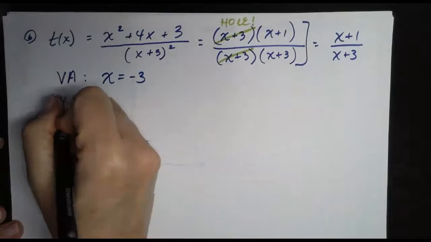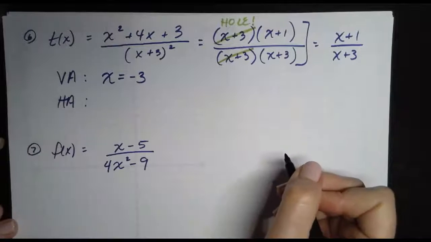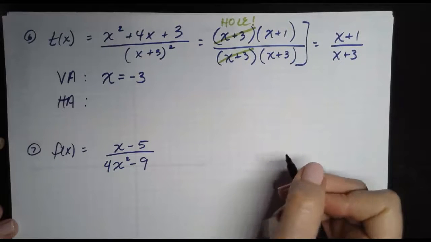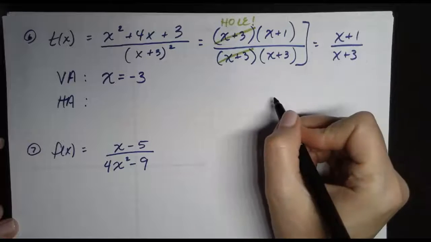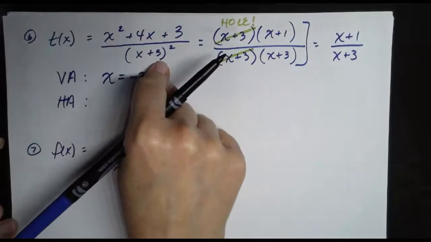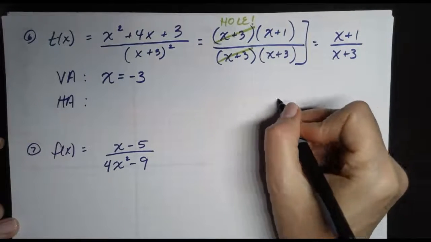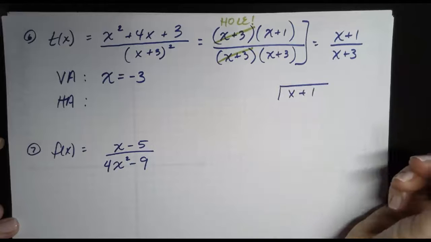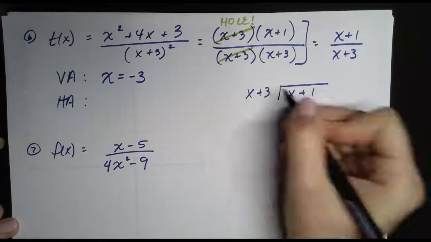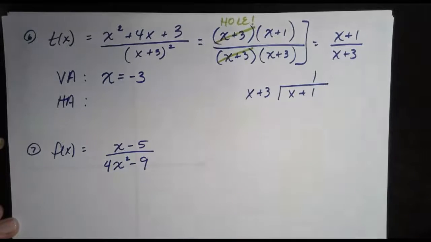And now do we have a horizontal asymptote? Yes, we have a horizontal asymptote. So once again, if we do the division, and you could do the division from here or you can do it from here, but very quickly we see that x plus 1 divided by x plus 3, it just goes one time.